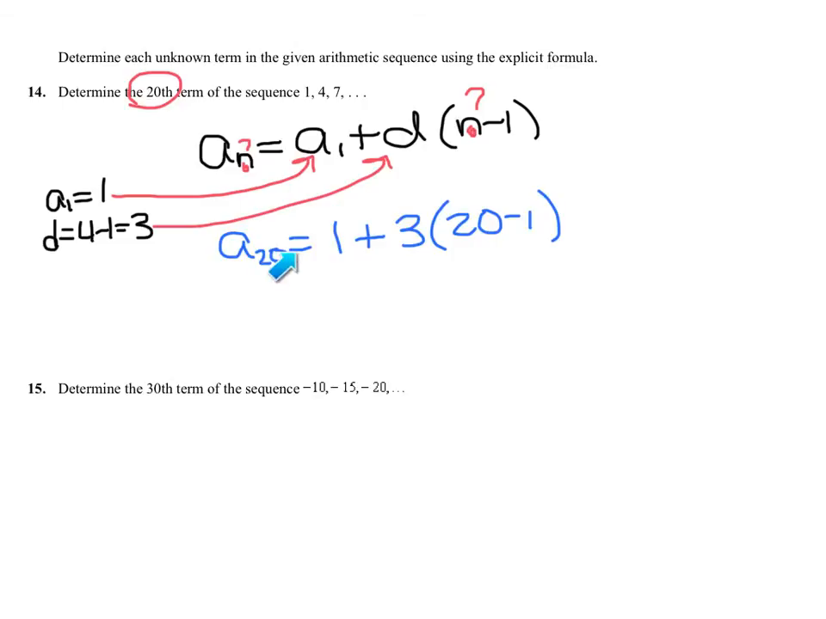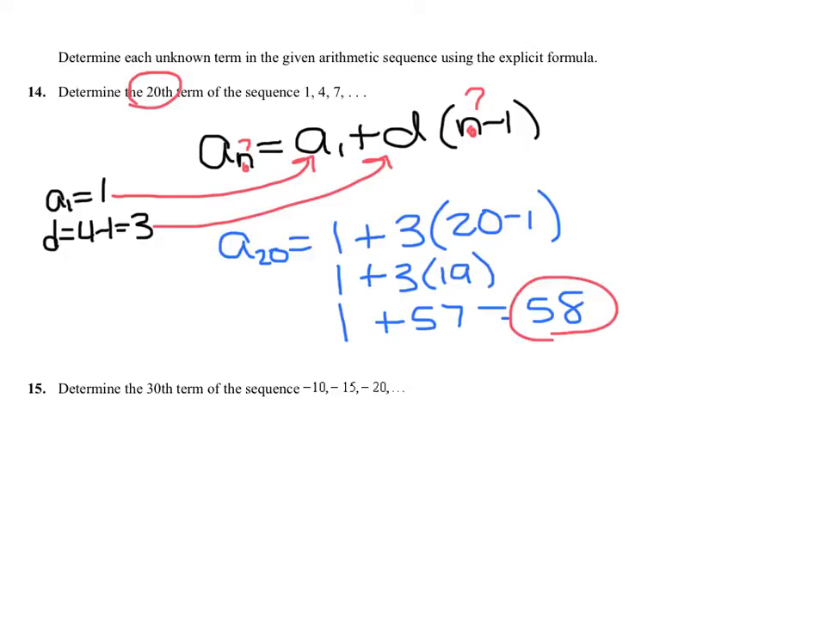Now, all of that can go into Ms. Greco's calculators that are in the class. If you have one of those at home, you can type it in just like you see it right here, and it'll tell you the answer. If not, let's work order of operations. 1 plus 3, parentheses, 19. And then we've got 1 plus 3 times 19 is 57. 1 plus 57 is 58. So our answer to this one is 58.